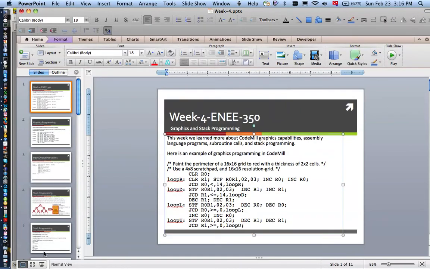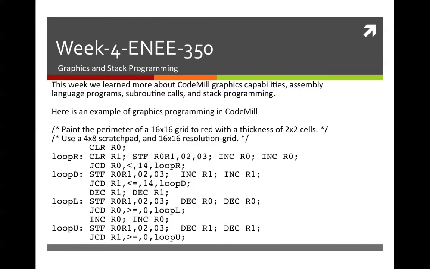And here's an example of graphics programming in CodeMill. What this does is it paints the perimeter of a 16 by 16 grid to red with a thickness of 2 by 2 cells.